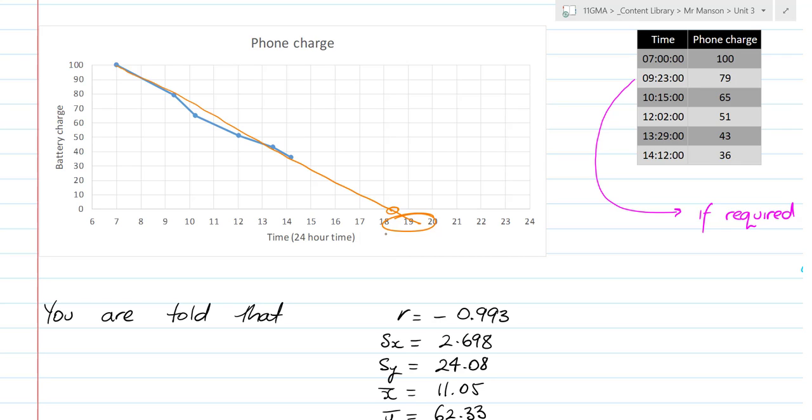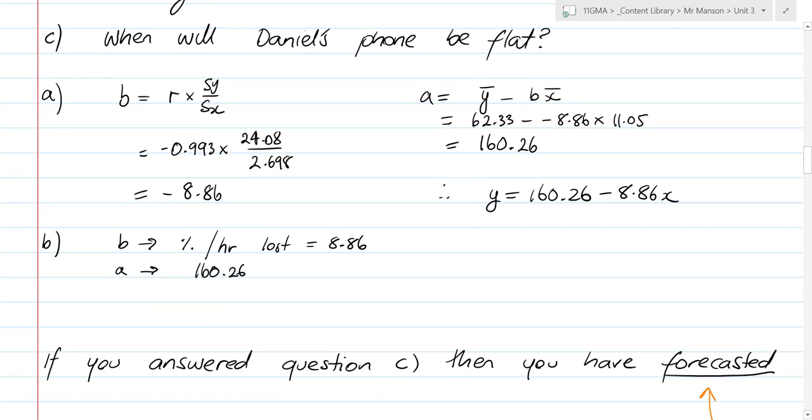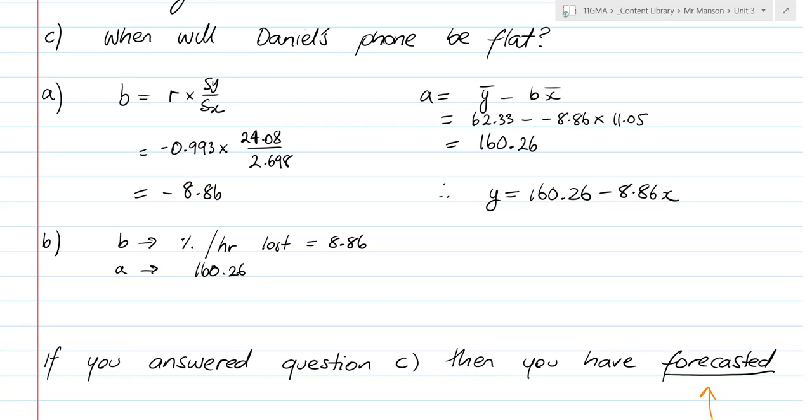So every time you do a forecasting question, you have to take a step back and consider the domain, consider the reasonableness of your A and B. They probably make sense, but probably not initially. So I'm just going to make some notes here quickly. A is 160. Only reasonable at 100% at 7 a.m.